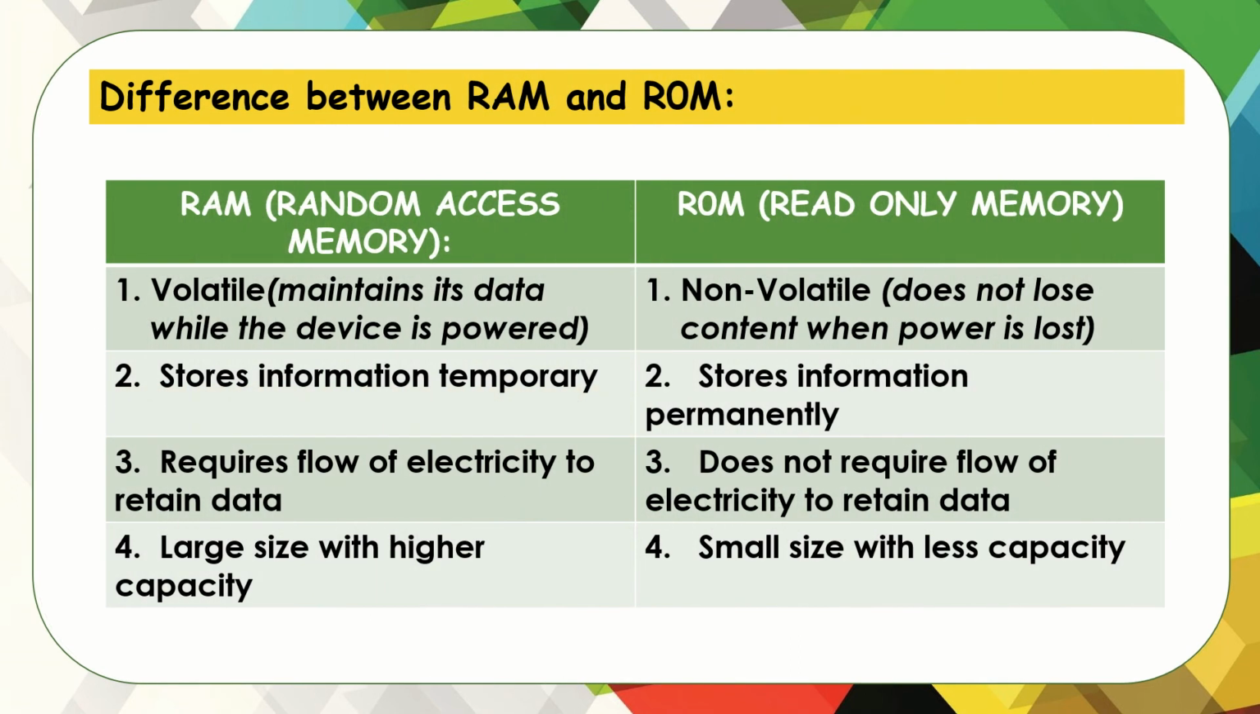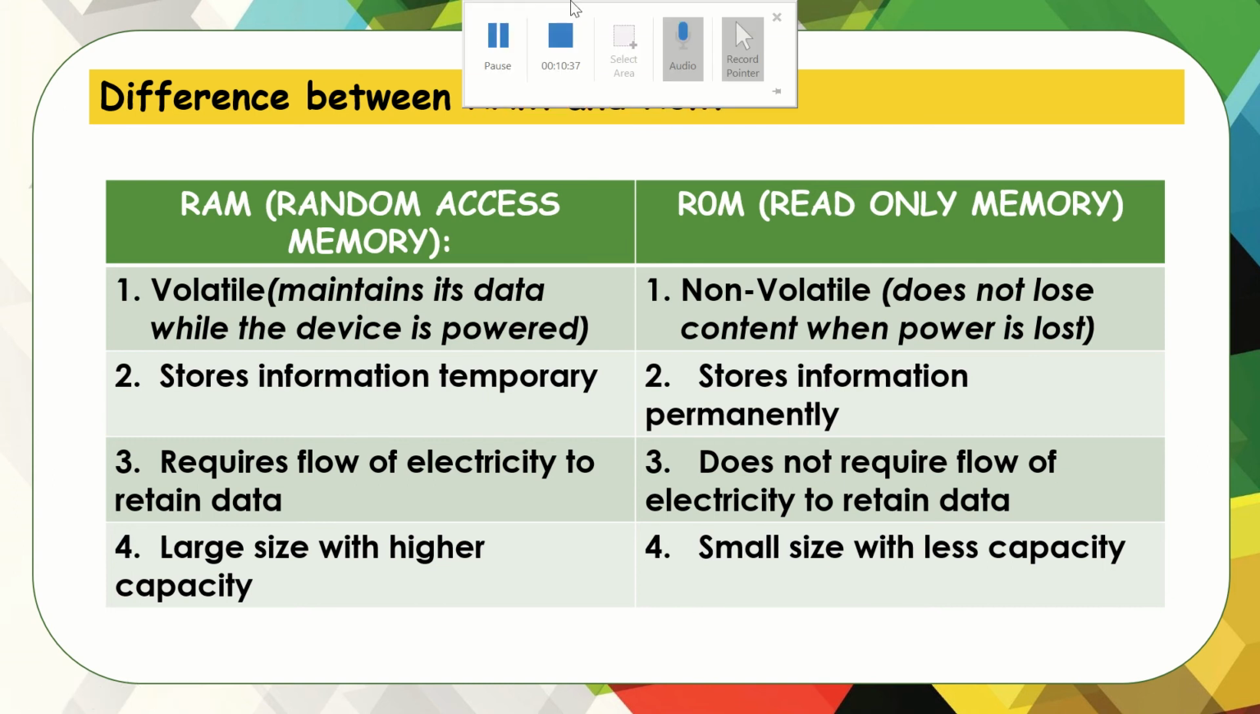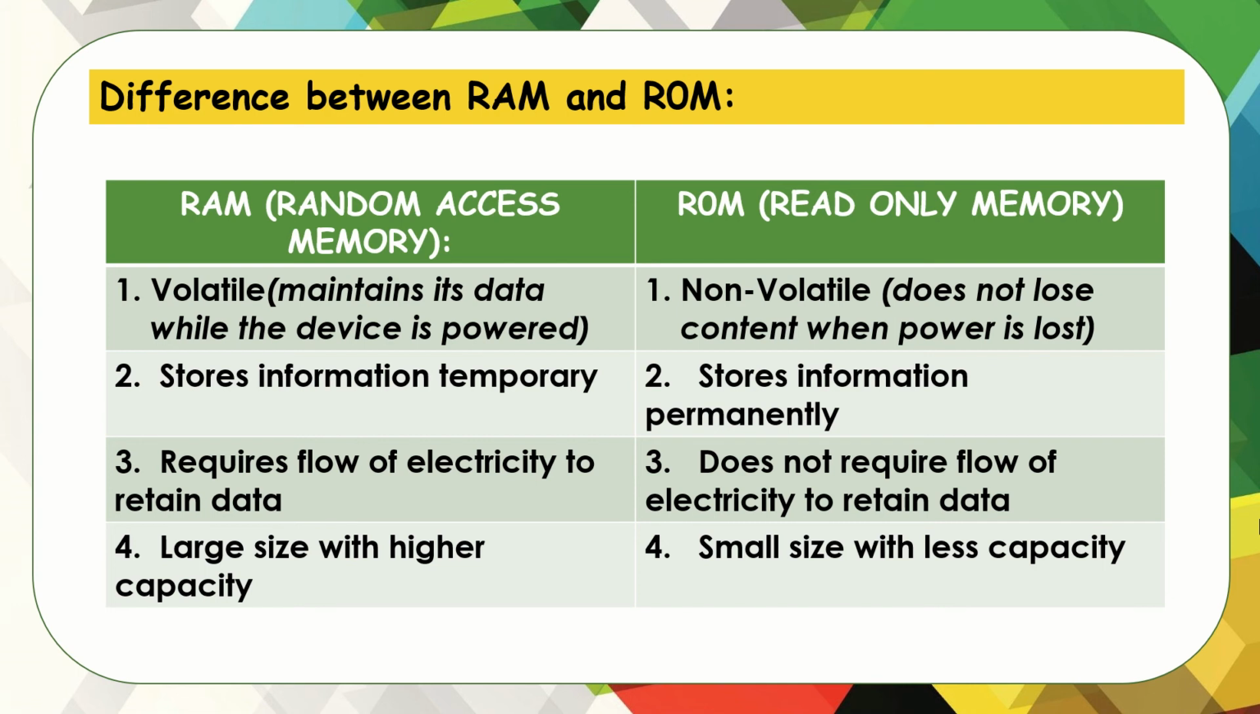Got it? Now, as I told you, I will discuss the difference between RAM and ROM. So, the first difference is RAM is also called volatile memory. What do you mean by volatile? Suppose the power gets off, does it maintain the data? No, it doesn't. So, as I told you, RAM is called volatile memory and ROM is non-volatile.